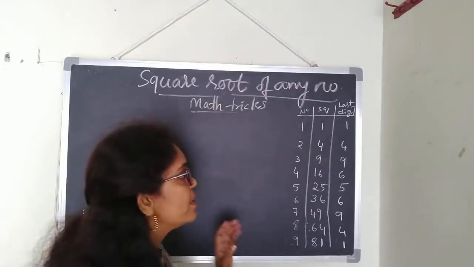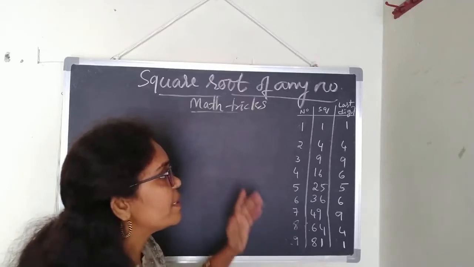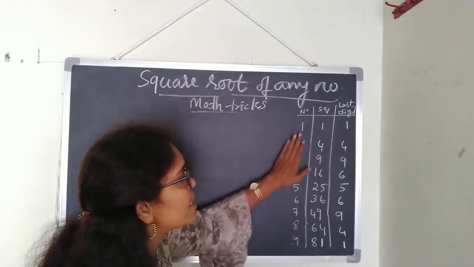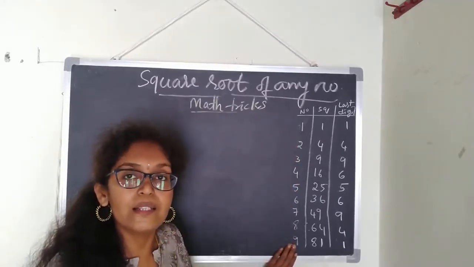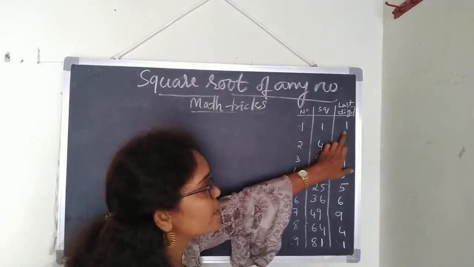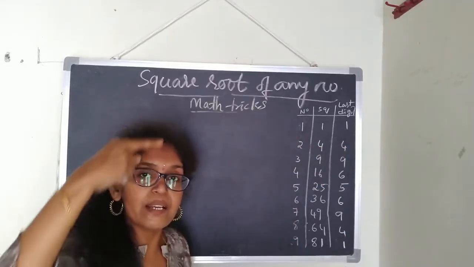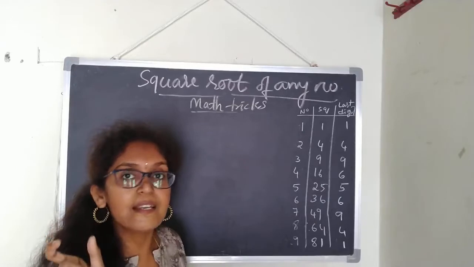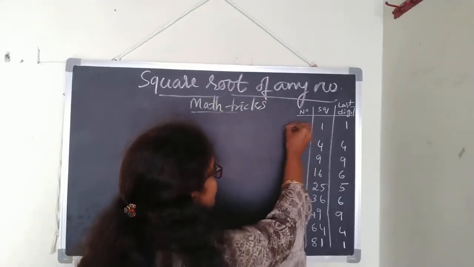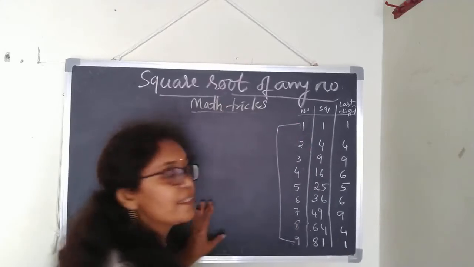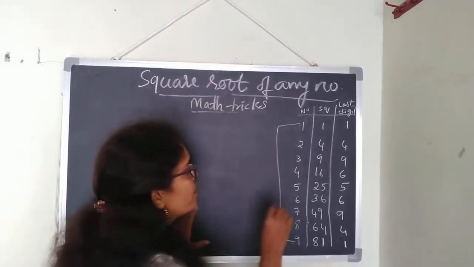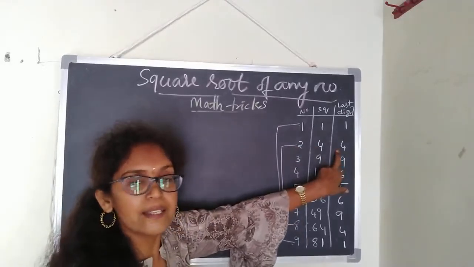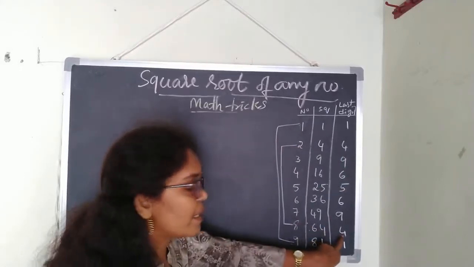Here also we have a small logic to remember the last digits. Square of 1 and 9: if they are the last digit of any number, the last digit of the square will be 1. So the first number and the last number have the same digit as the last digit in the square. And 2 and 8 have the last digit 4. 8 square is 64 and the last digit is 4.